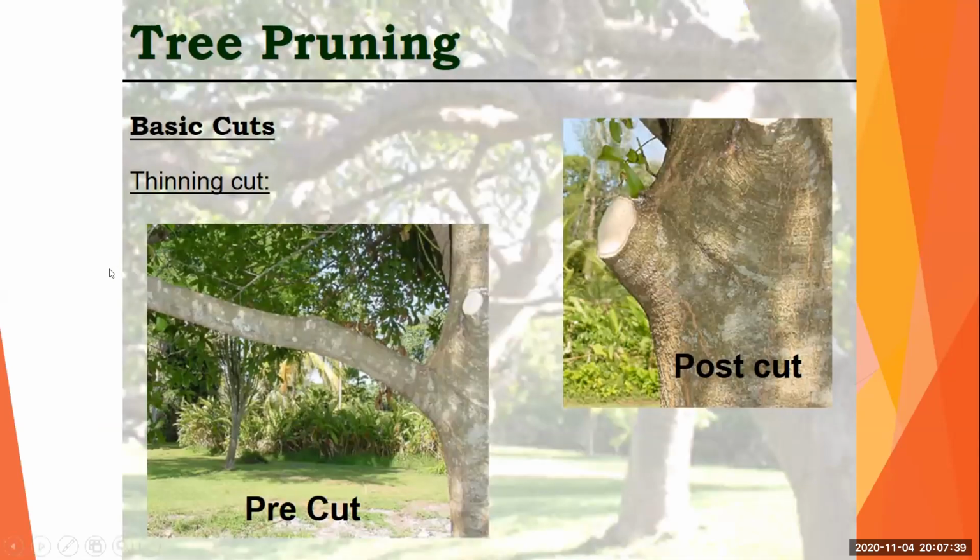All right, so this one is a thinning cut. I want to remove this one here, so I'll make a cut. This is the collar, this is the ridge. So it's a perfect cut.